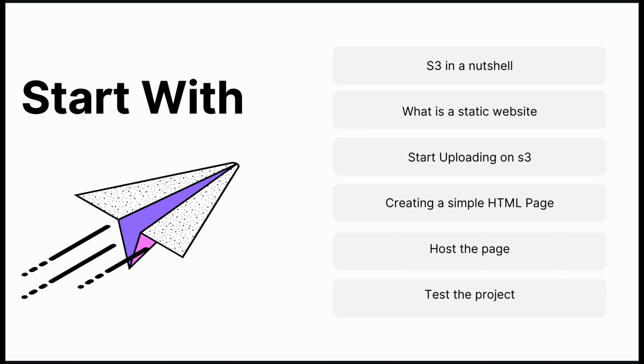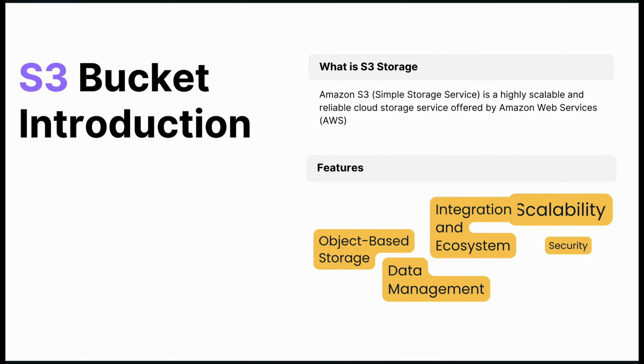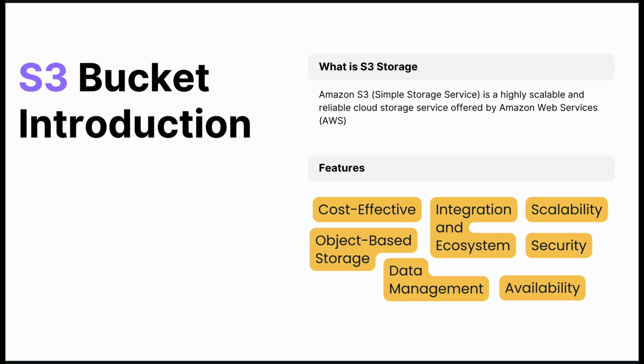Now, to start with, here is a quick introduction: what is an S3 bucket? Amazon S3 provides a reliable, secure, and scalable solution for storing and managing data in the cloud. It is widely used by individuals and even enterprises for a variety of applications, including backup and restore, data archiving, content distribution, big data analytics, and much more. And the list just goes on.